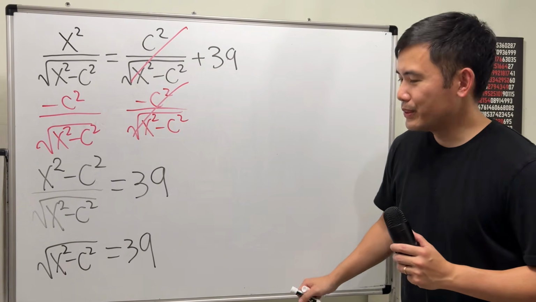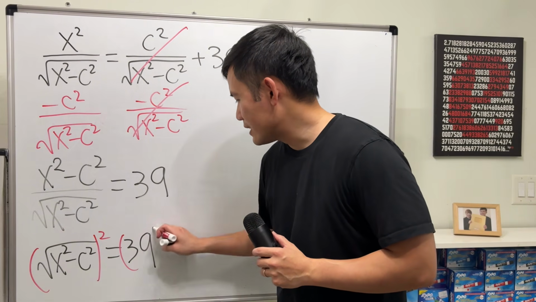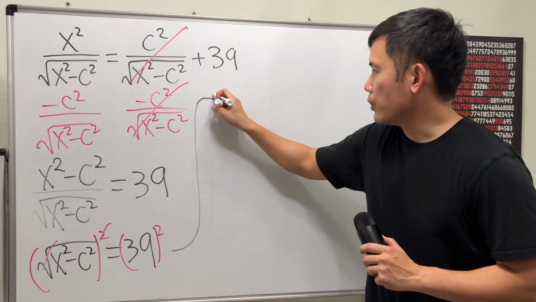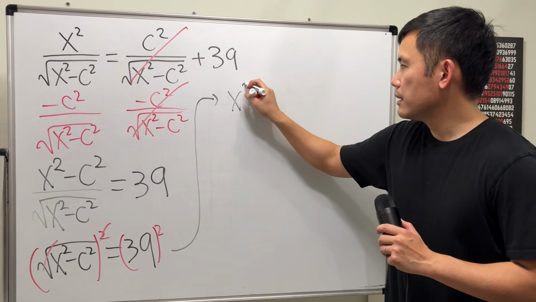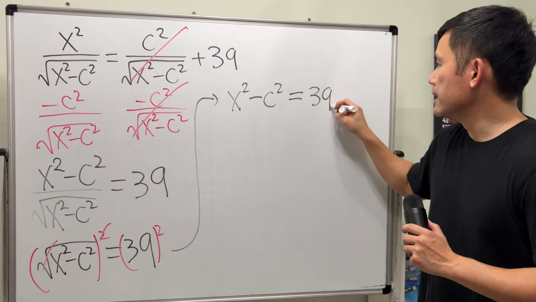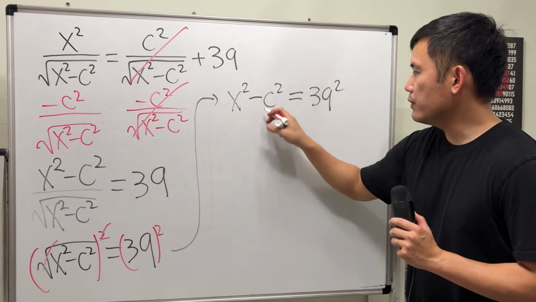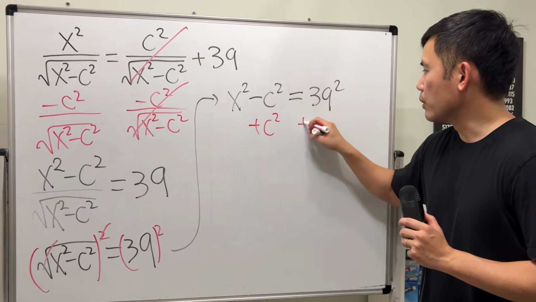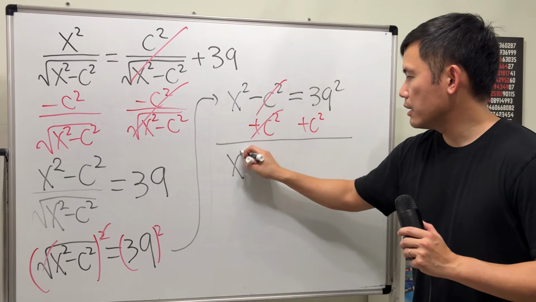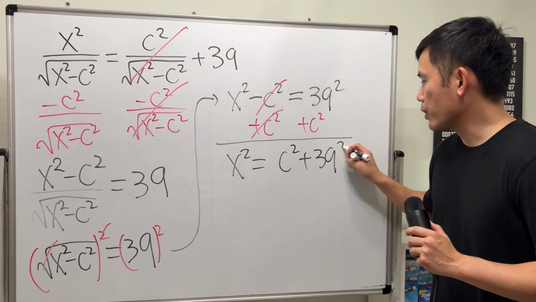Okay, to continue, remember we are solving for x, right? Square both sides, so we can get rid of the square and the square root. So we will have x squared minus c squared equals 39 squared. And you don't have to work this out. Then to get x by itself, we first add c squared to both sides. And then that's x squared equals c squared plus 39 squared.